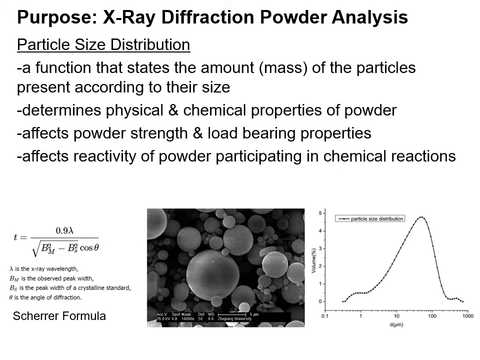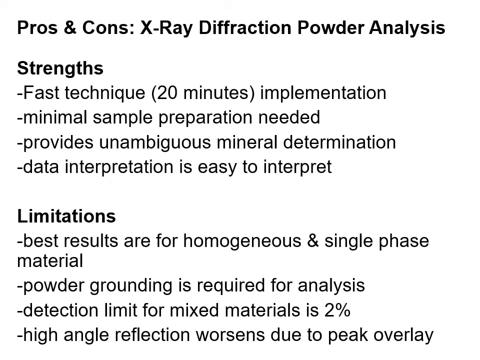Some of the quick pros and cons for X-ray diffraction powder analysis: your strength is that it's a very fast analysis. It usually takes about 20 minutes to set up and implement from start to finish. You don't need a lot of sample preparation, only minimal, and you'll see that in the limitations section. The strengths are that you can provide unambiguous mineral determination, making sure it meets physical and chemical properties like I mentioned, and the data is very easy to interpret.